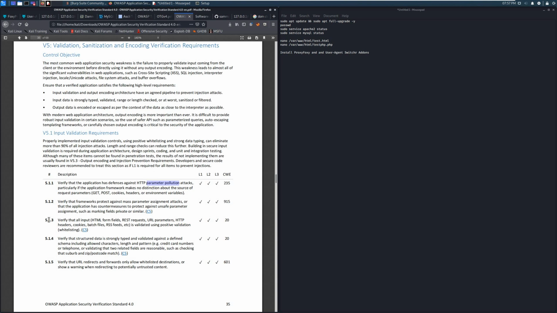For some, okay, let's just take this one, 5.1.3, for example: verify that all input is validated using positive validation, which is also called whitelisting. And okay, let's say that you don't know what that means and you can't really find it in the OWASP testing guide. So you can actually hit this button, which will bring you to OWASP Proactive Controls. Just remember it's called C5. Let's click it.